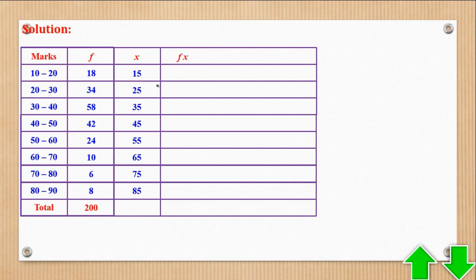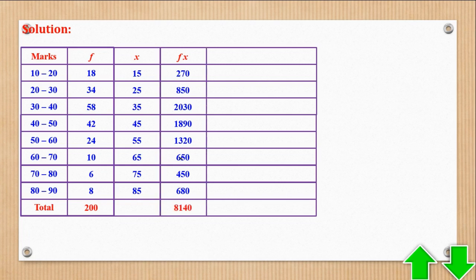The next will be fx. For fx we shall multiply this times this gives you that, and so on for each row. So next is to add up all these values using a calculator to come up with the total.